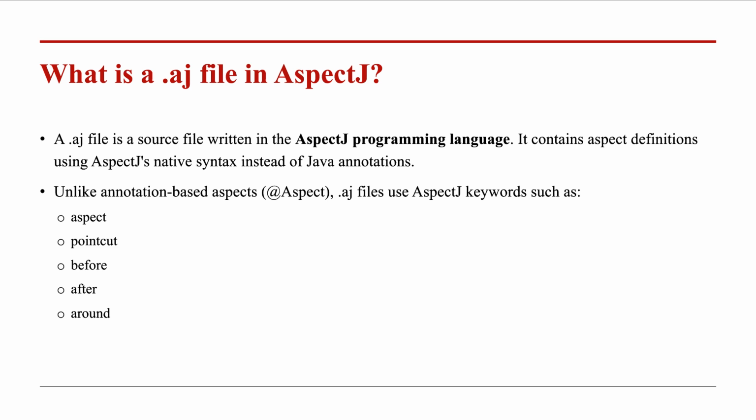Before we start writing any code, let's first understand what a .aj file actually is. A .aj file is a source file written in the AspectJ programming language. Instead of using Java annotations like @Aspect, @Before, or @Around, a .aj file uses AspectJ's native syntax. You'll write aspects using keywords such as aspect, pointcut, before, after, and around. In other words, this is the original syntax provided by AspectJ, long before annotation-based aspects became popular.